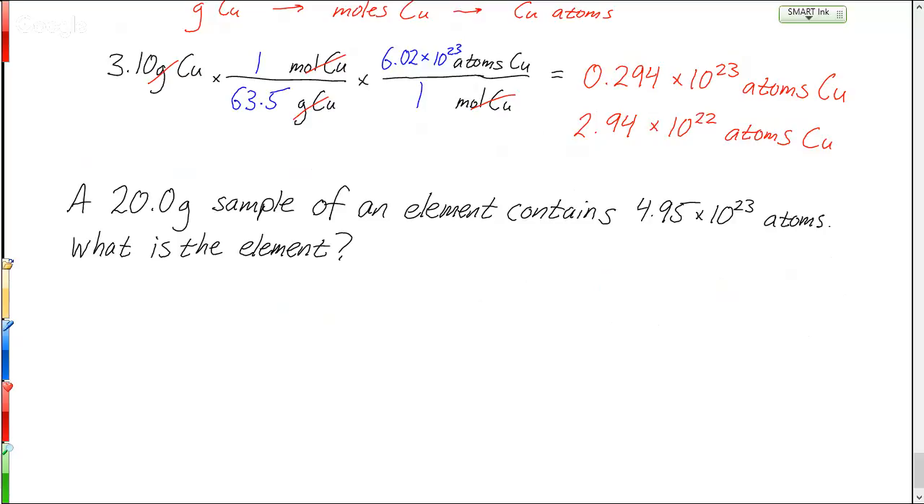So to help us get started here, what are we really solving for? What's going to tell us the identity of the element? The molar mass. So the thing that we want to calculate at the end is the molar mass. So how can you solve for the molar mass? That's going to be the end of your conversion. It's the molar mass, the grams per mole.